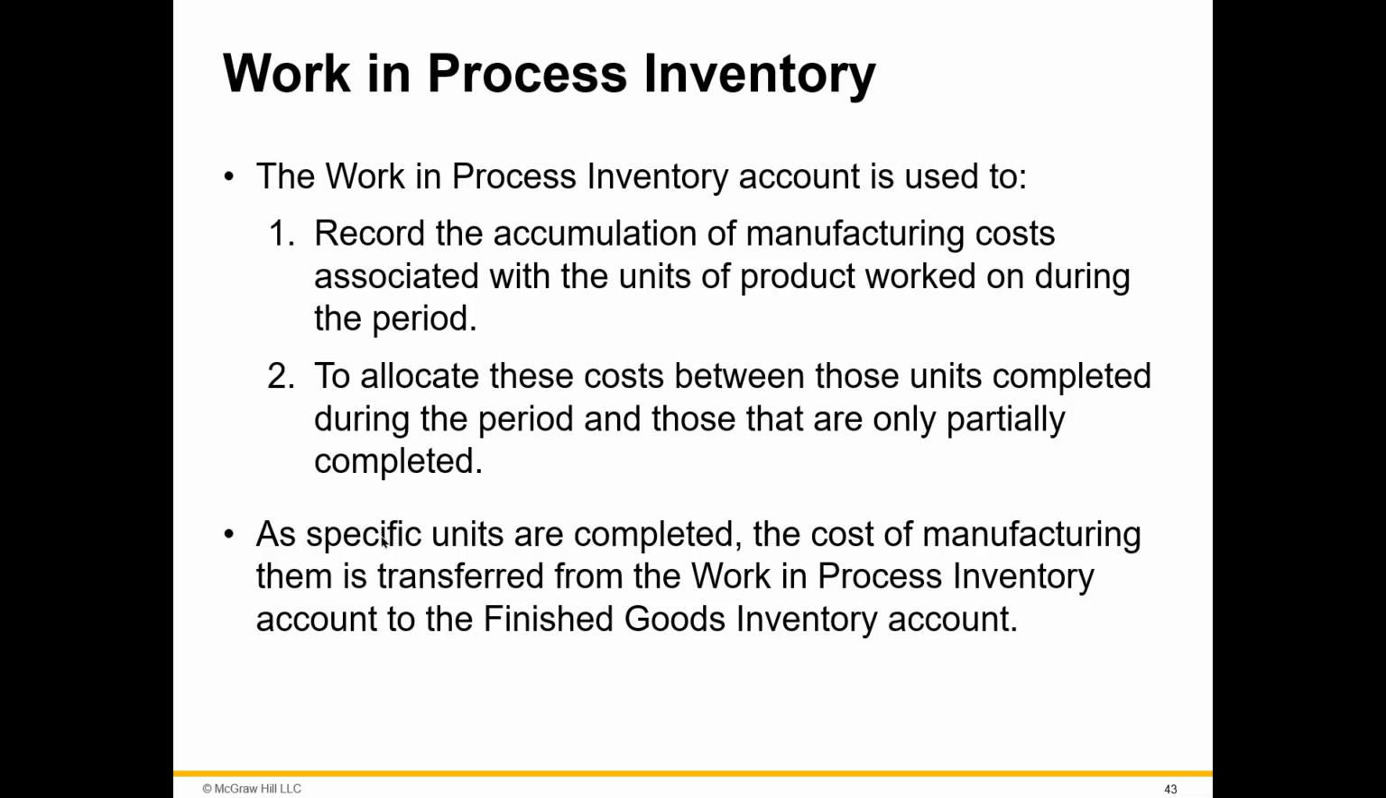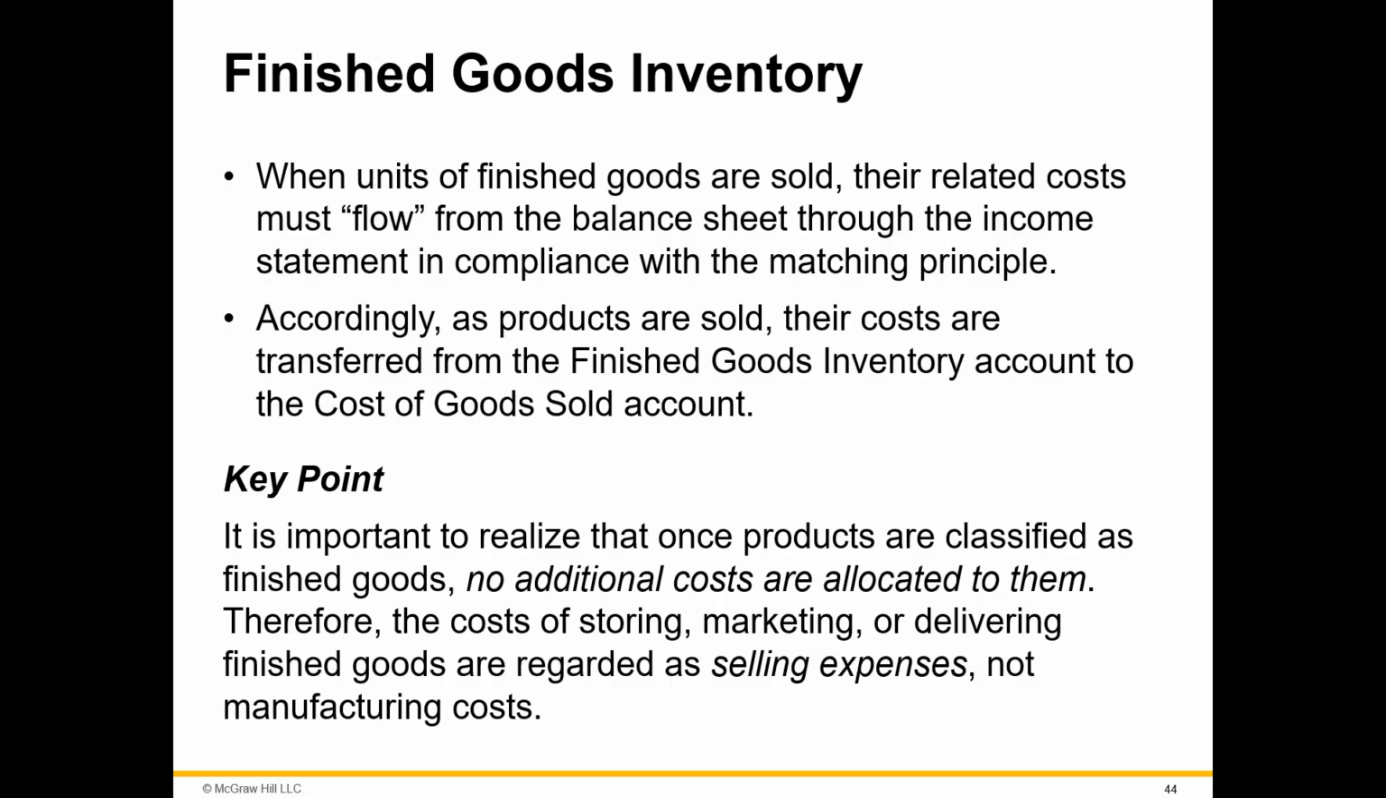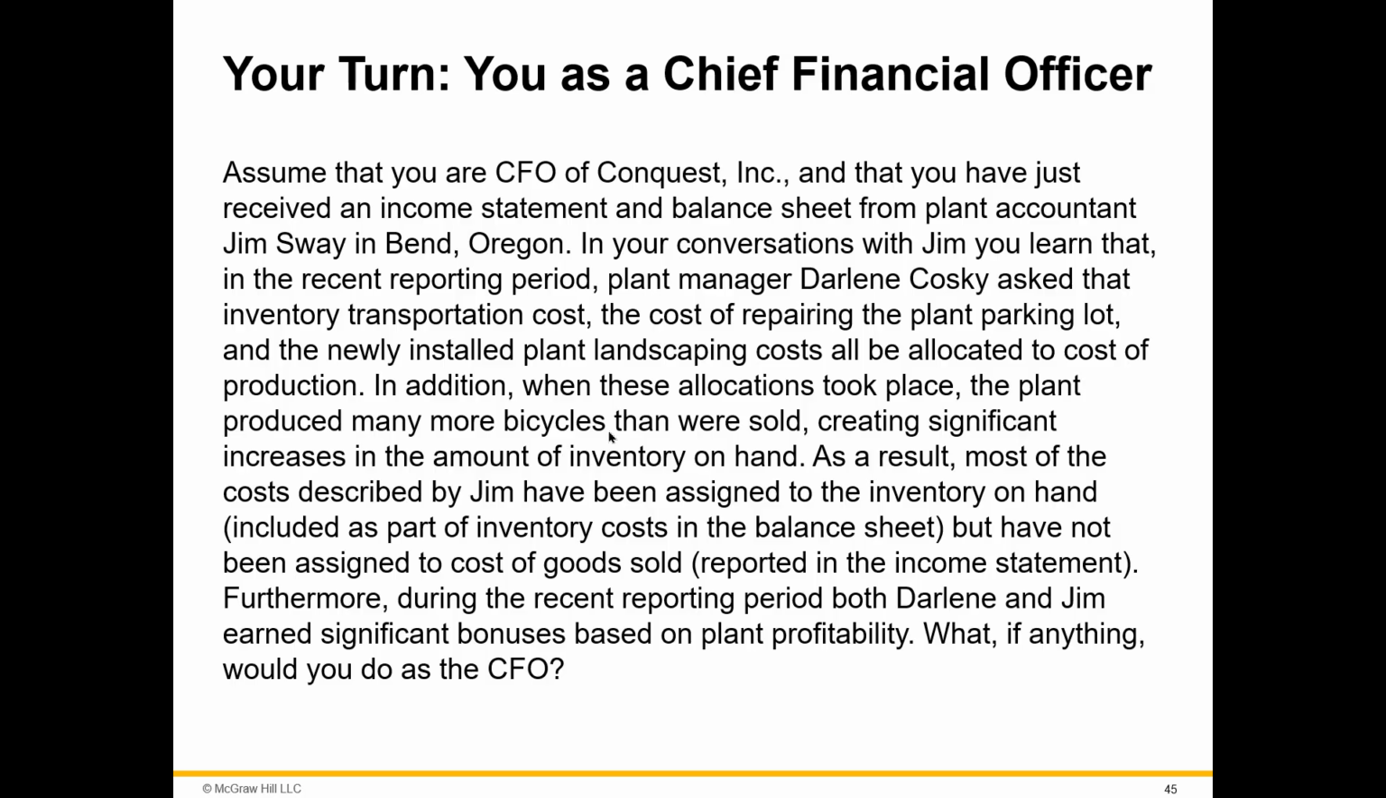Work in process inventory is where we accumulate manufacturing costs for all the units we've worked on during the period. We're going to allocate that cost between units completed and transferred to finished goods, and those that still sit there partially completed at the end of the period. Finished goods inventory is where we put the costs of the finished goods. They're ready to sell, and once we do sell them, they'll move from finished goods to cost of goods sold. So we can see the order process there.